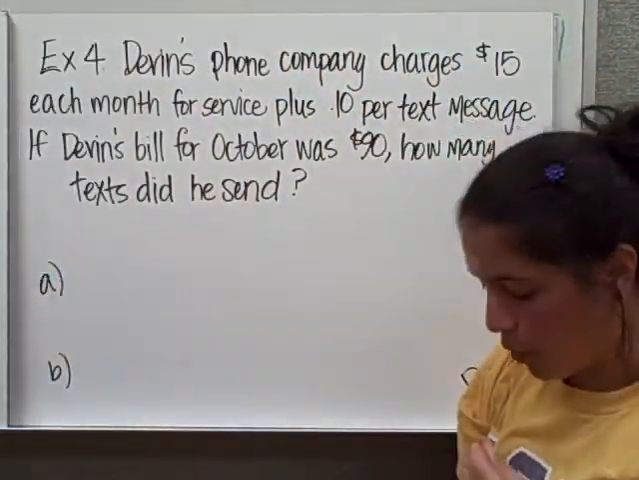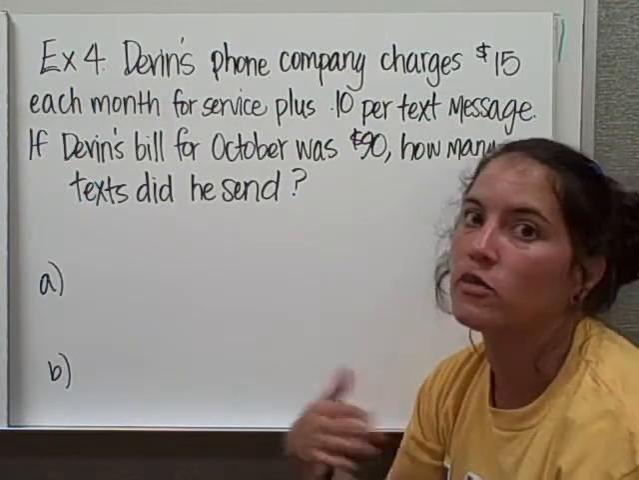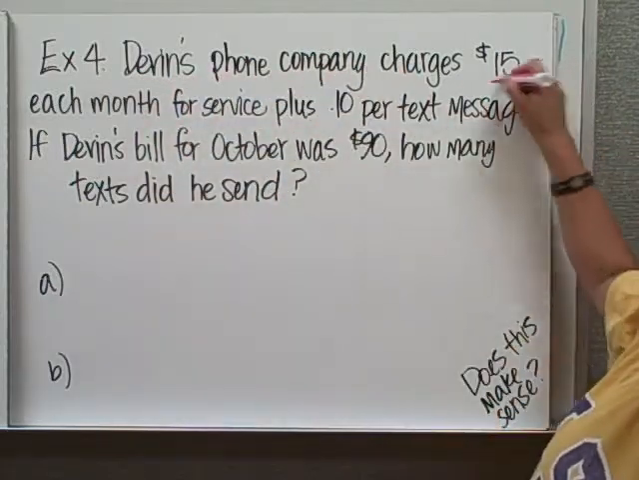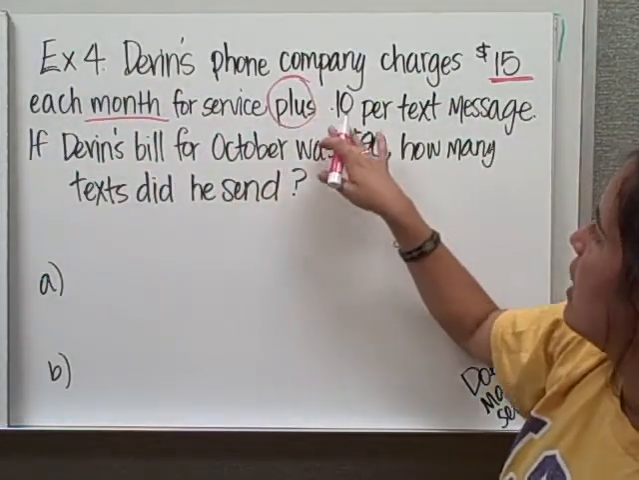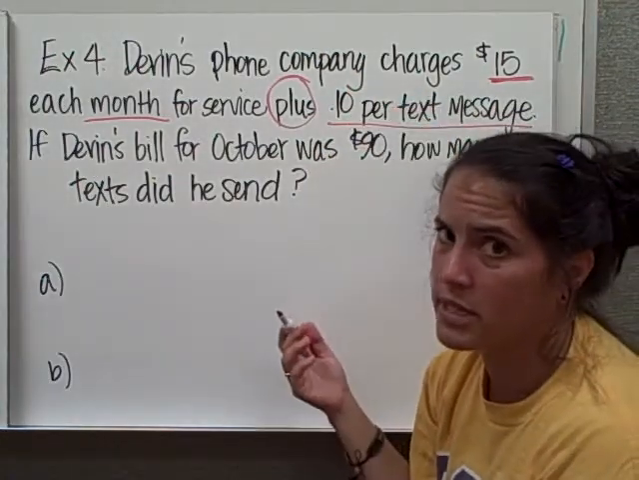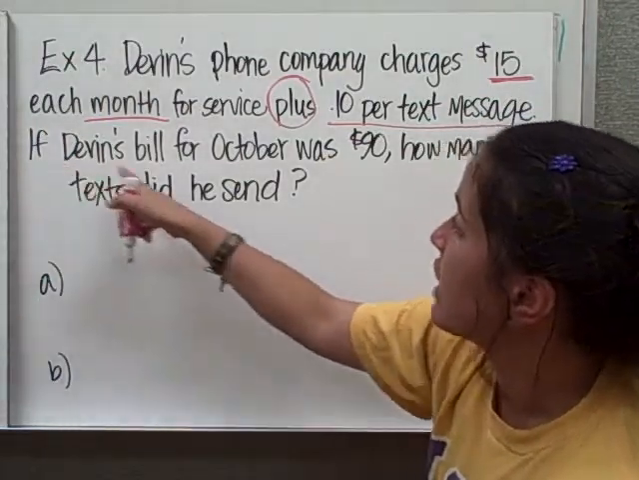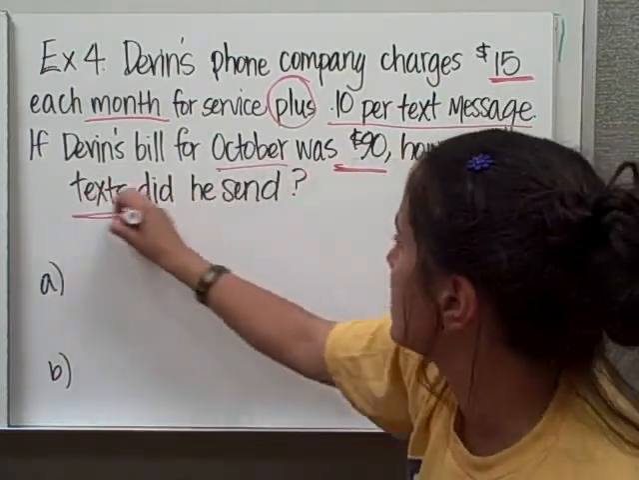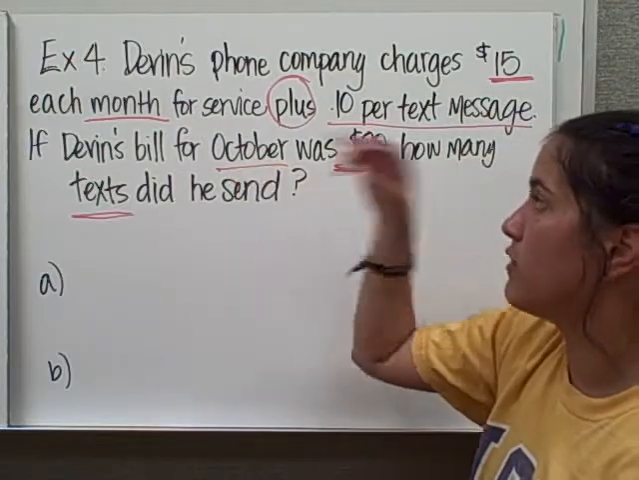All right. Example 4. Now this one is a two-step example, a two-step equation. So let me show you how to work a two-step equation. Devon's phone company charges $15 each month for service plus 10 cents per text message. I'm sure most of y'all have unlimited texting, but Devon does not. Devon, tell your mom you want unlimited. If Devon's bill for October was $90, so just the month of October, how many texts did he send? We are looking for how many texts Devon sent for just 1 month of October.